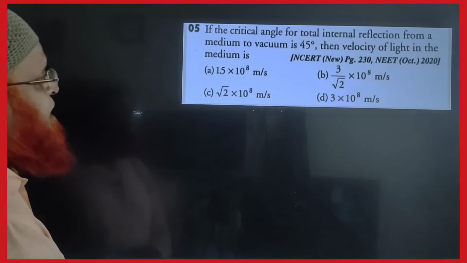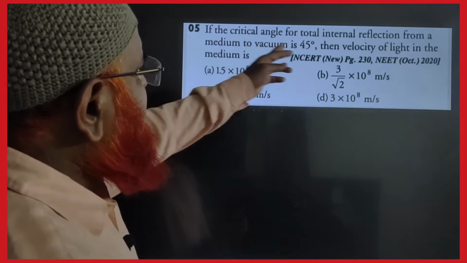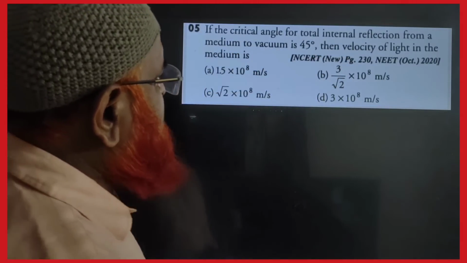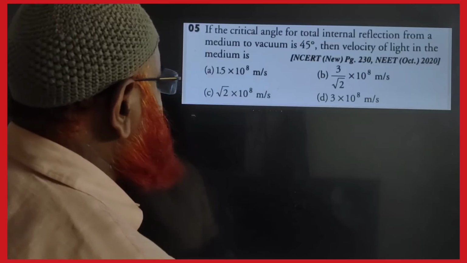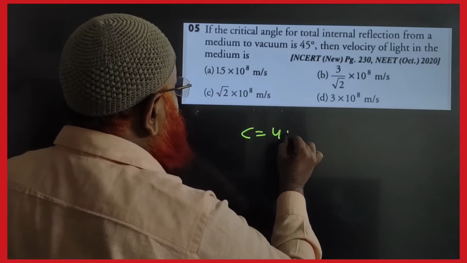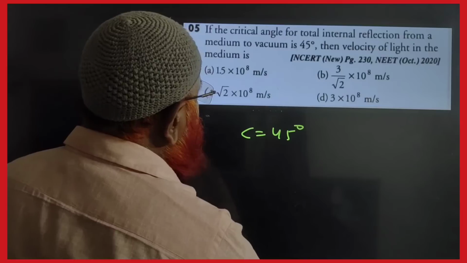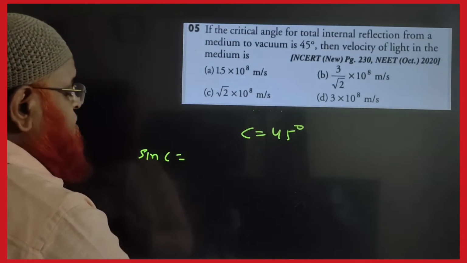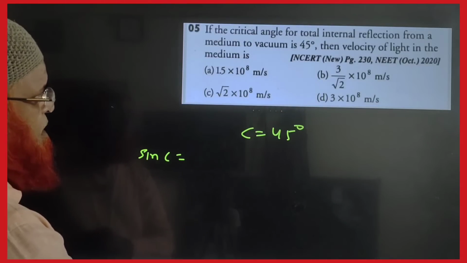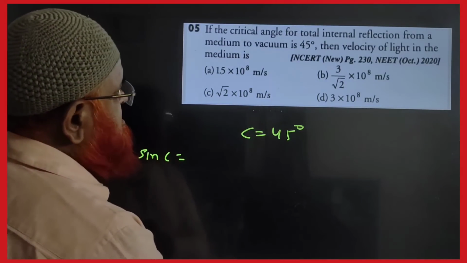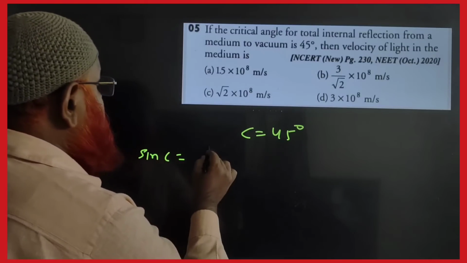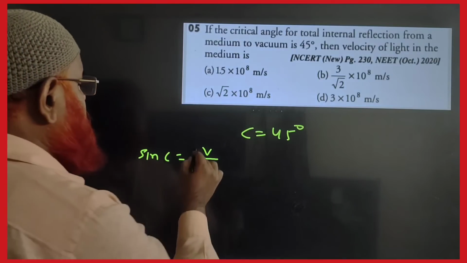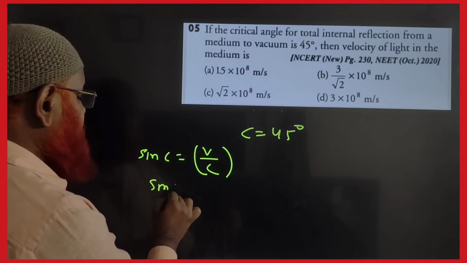Now, that is the question here. If the critical angle for the total internal reflection for a medium to the vacuum is 45 degrees, then the velocity of light in the medium is how much? See here, the critical angle is given as 45 degrees. What is the formula actually? Sin C is nothing but V by C. Just now we got it. So sin C is nothing but sin 45.